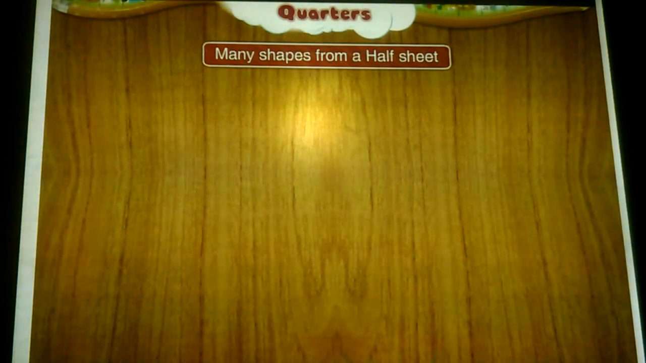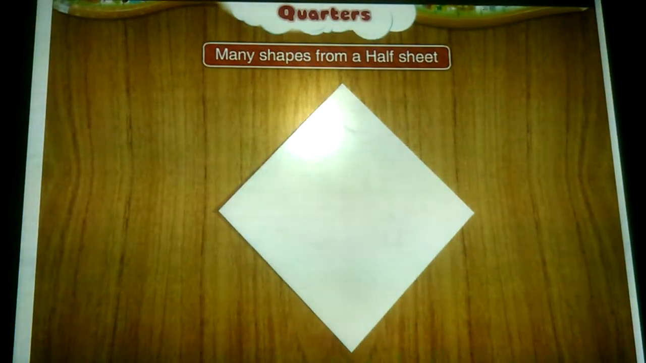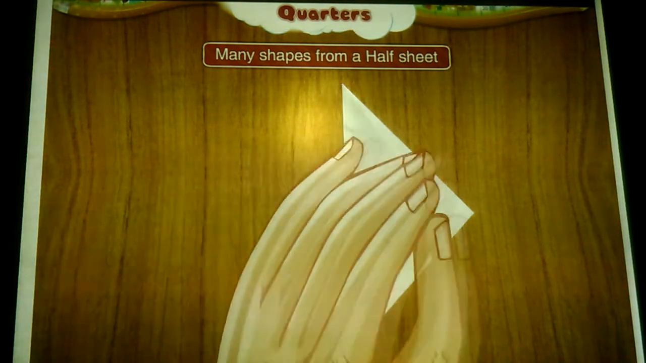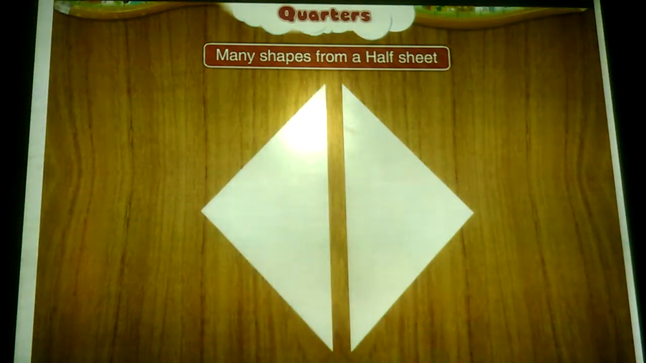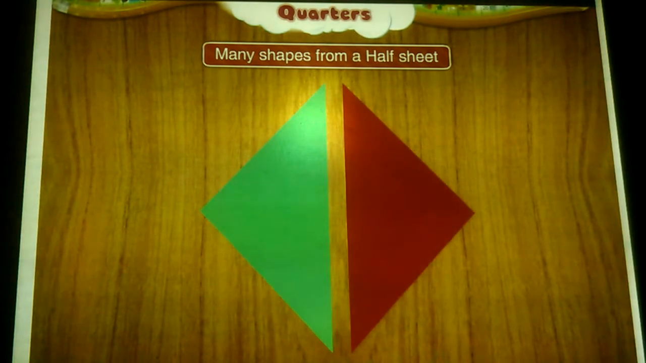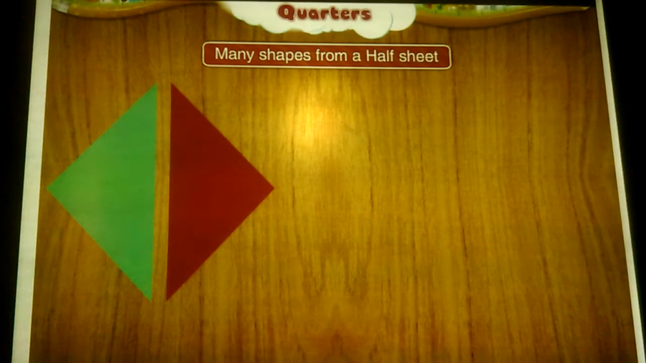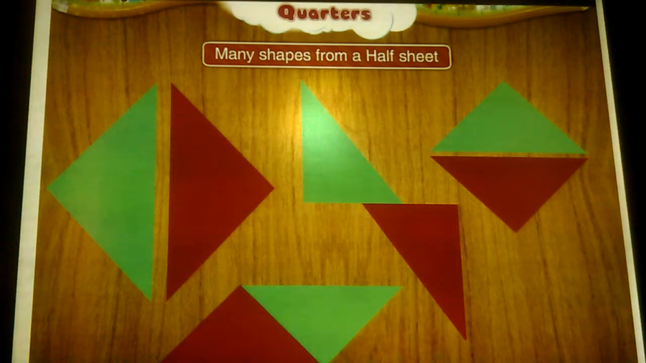Many shapes from a half sheet. Take a piece of paper. Cut the sheet into 2 equal triangles like this. So that each triangle is equal to half of the sheet. Color both the triangles with different colors. Using these 2 triangles, draw different shapes. One such shape is shown here. We will draw some more shapes.